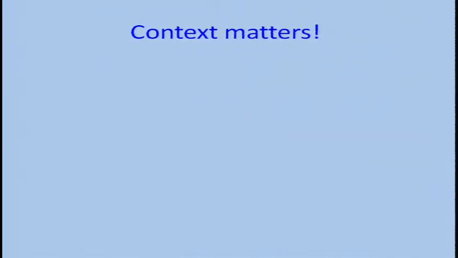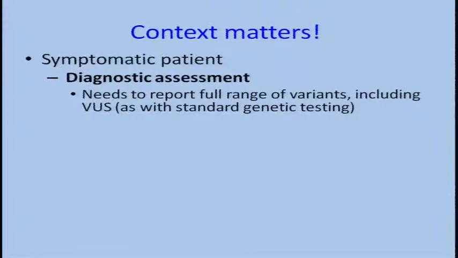So one thing that I've really seen a lot of today is that context really matters when we're talking about these variants and what to do with them. If you have a symptomatic patient who's being assessed for something and you're looking for a diagnosis, you have to report the full range of variants, even those that you don't necessarily understand. If it's a missense mutation in a BRCA gene in a patient with breast cancer, that should be reported, and it should be reported as a variant of uncertain significance.